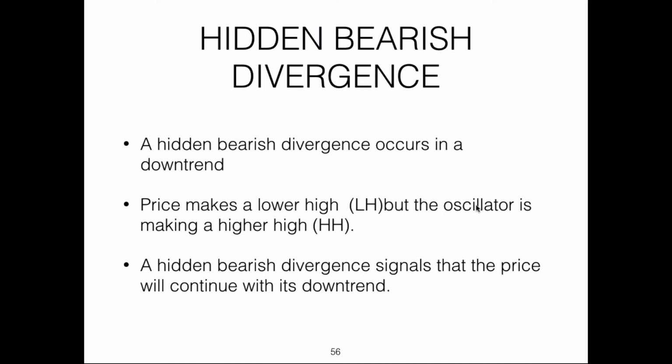Now let's talk about hidden bearish divergences. A hidden bearish divergence is found in a downtrend. Price makes a lower high, but the oscillator is making a higher high. A hidden bearish divergence signals that the price will continue with its downtrend. Here is how we illustrate a hidden bearish divergence.